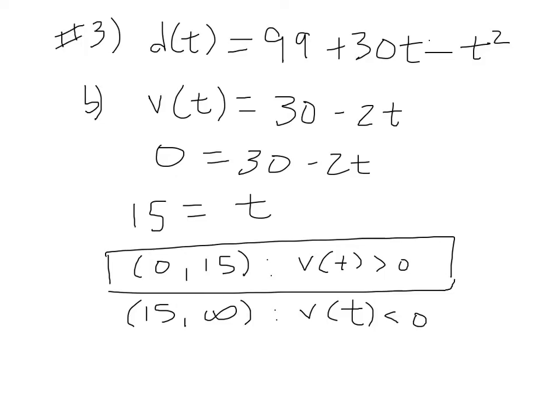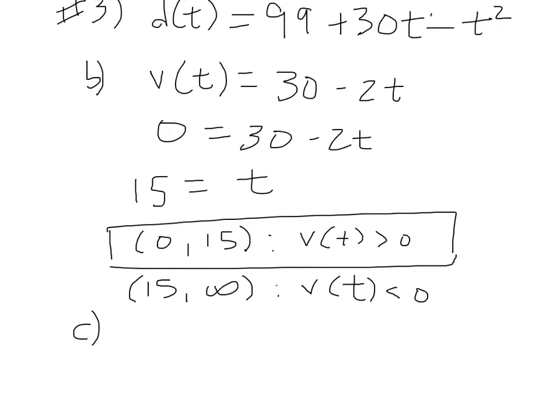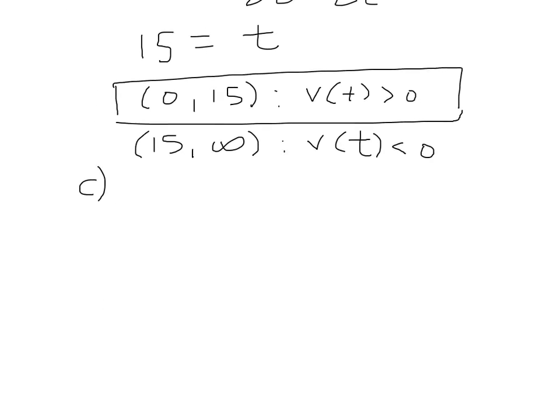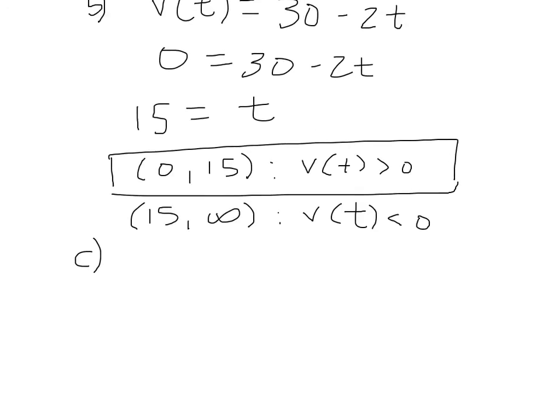Okay. For part C, it's asking you, at what time did the car stop rolling up and start rolling back? Isn't that the same thing as setting velocity to 0? Yes, because you have to have a velocity of 0 to change directions. So how is that different than the question that they asked us before? Well, specifically in part B, they said at what times is the velocity positive.